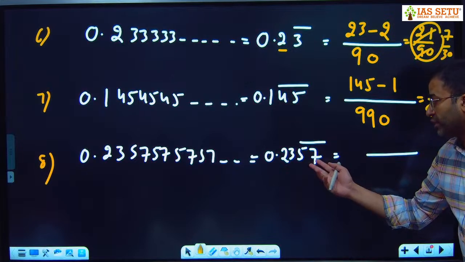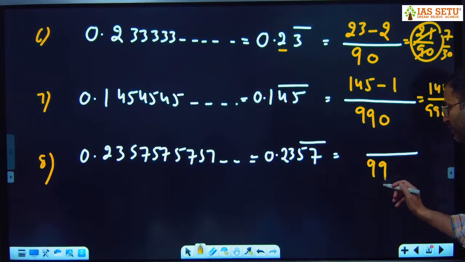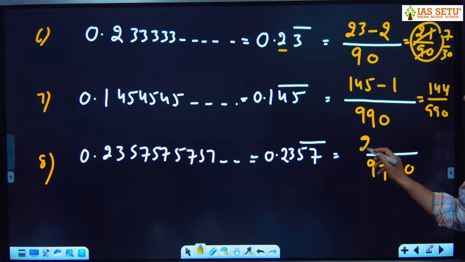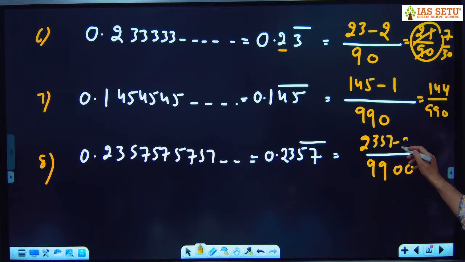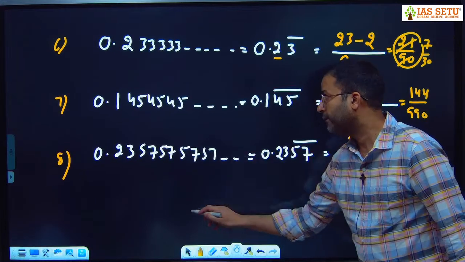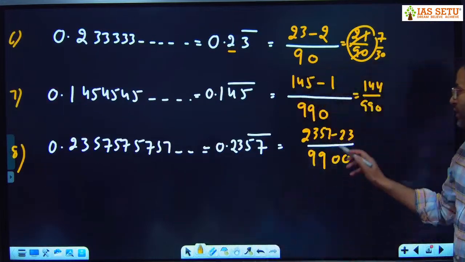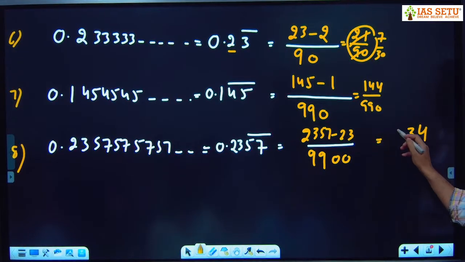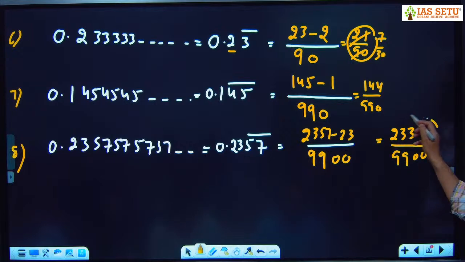Third example: there are two digits in the bar, double 9. There are two digits between the decimal and the recurring part, double 0. Numerator 2357 minus 23. So now here 7 minus 3 is 4, 5 minus 2 is 3, 2 3 3 4 upon double 9 double 0. Simplify.